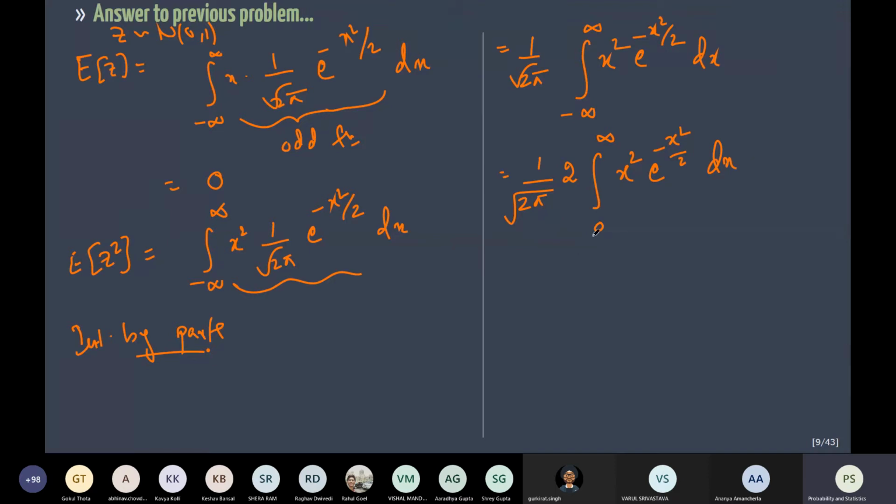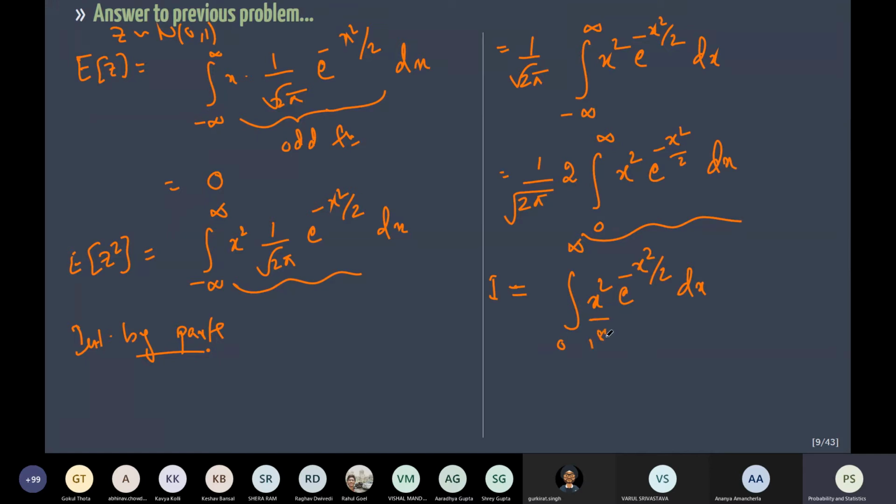Okay, so now we are supposed to integrate this. What does your integration skill tell you? What should be the answer after I integrate this? Can you do this integration? So if we focus here, this is the integral of x square e to the minus x square by 2 dx from 0 to infinity.